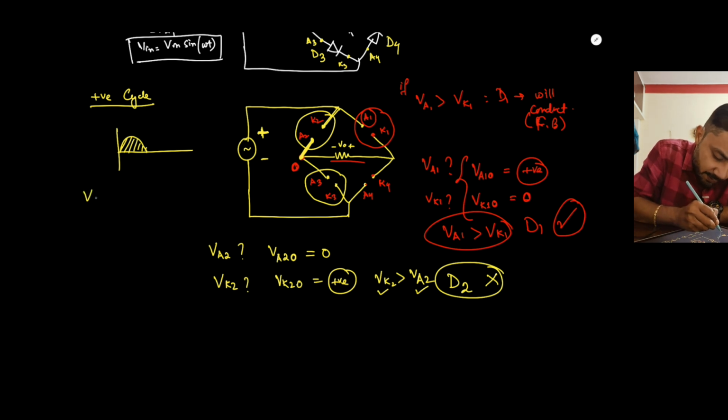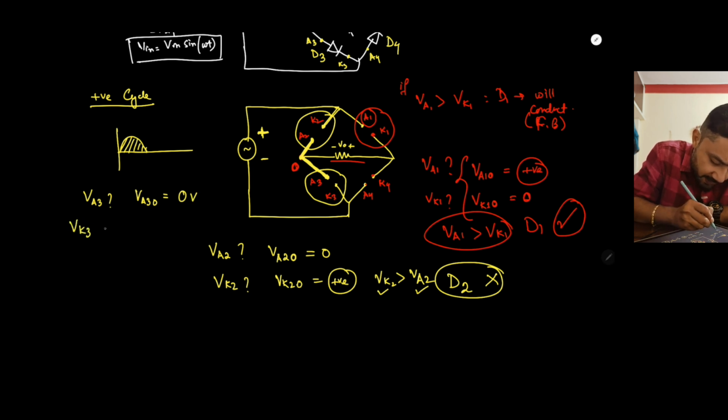What is the voltage of the anode in diode 3? VA3 is nothing but VA3 with respect to the reference, and obviously both are at the same potential, so it will be 0 volt.